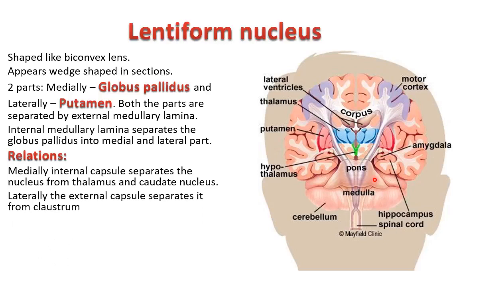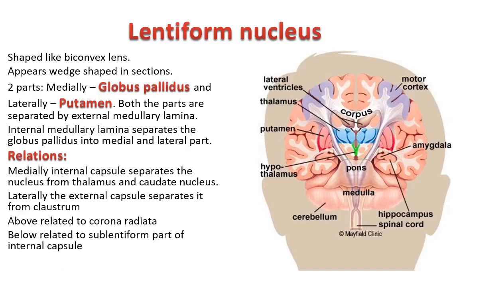Laterally it is related to the external capsule, and above, as I told you, to the corona radiata. Lateral to the external capsule you have a band of gray matter called the claustrum, and then more laterally you will see the insular cortex. So the lentiform nucleus is related to the sublentiform part of the internal capsule below, the corona radiata above, and laterally to the claustrum.